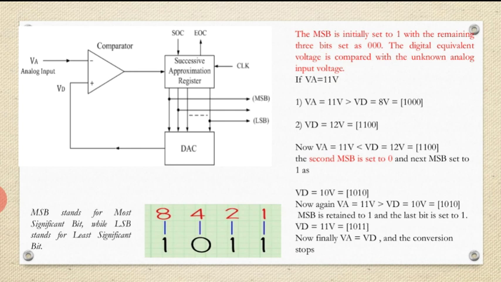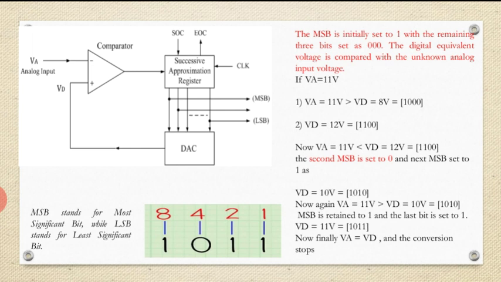Before the explanation, let us overview on the diagram what things are connected. First one is the comparator. The comparator has the inverting and non-inverting terminals, with analog input VA and VD.